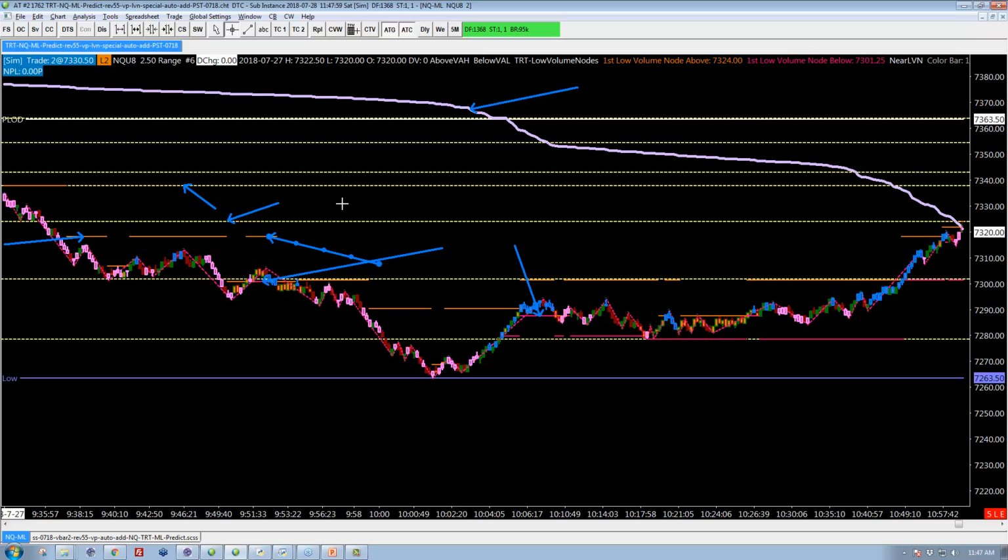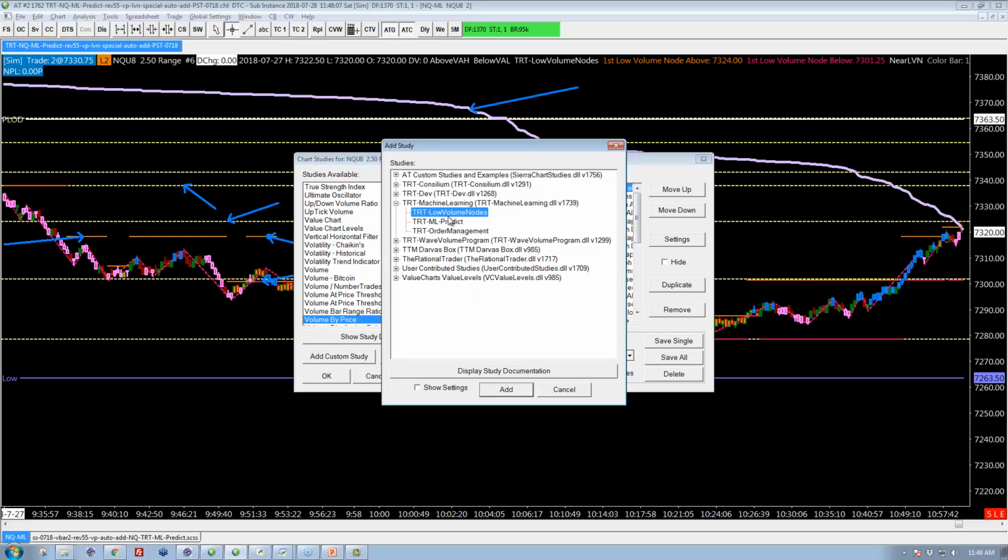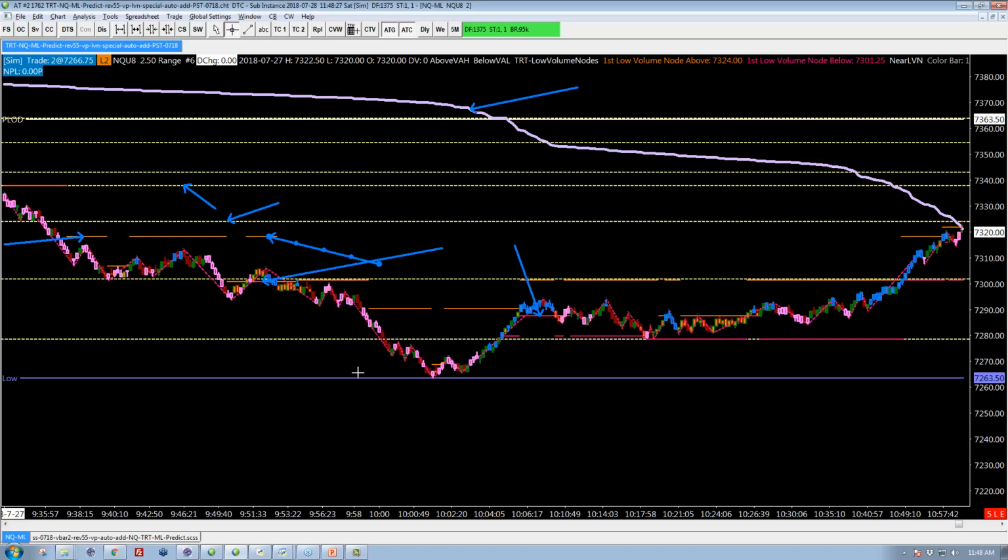That's a custom study that is right. Where is it? Well, it's here. TRT low volume nodes. You don't have that yet. Okay, so you have to have this to make this work, or it just won't work. Because you don't know what the low volume nodes are historically. You only know what the low volume is right now. That's the big problem. So this took a lot of effort to write and debug and get it correct.